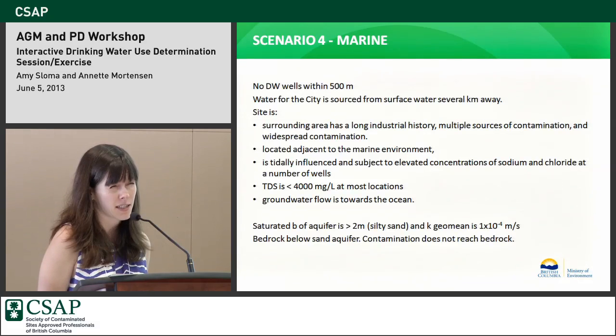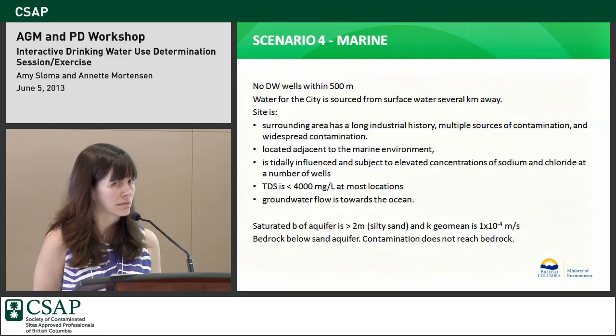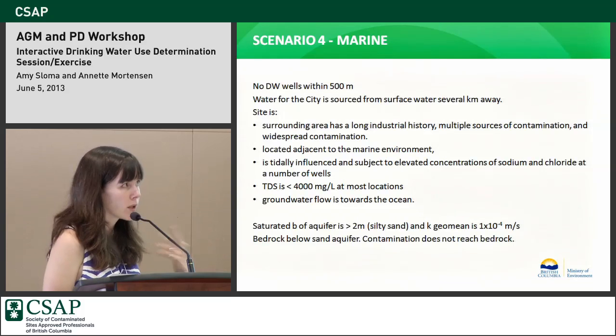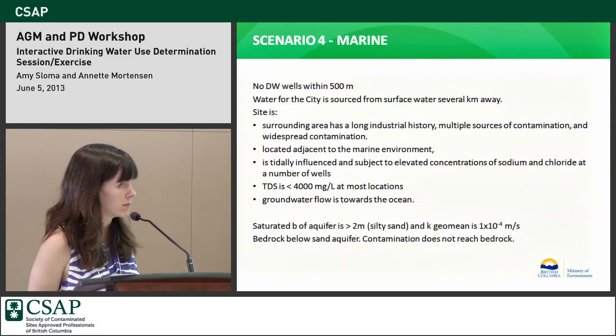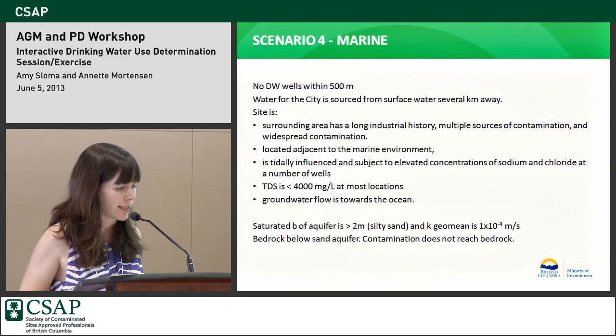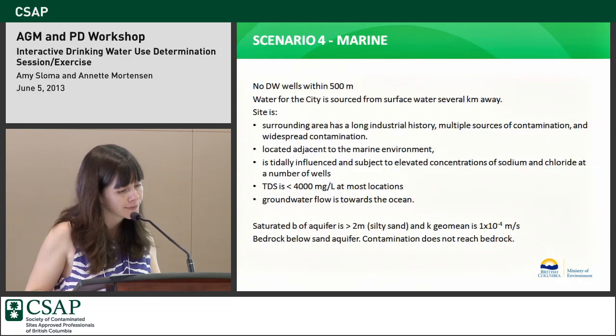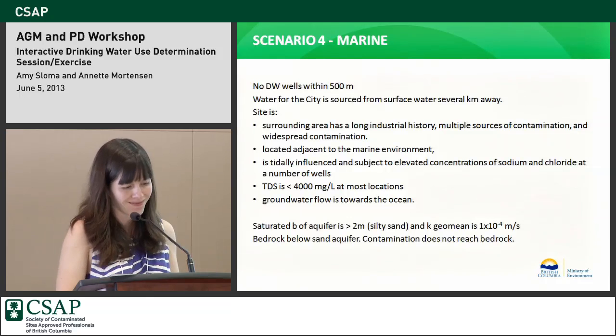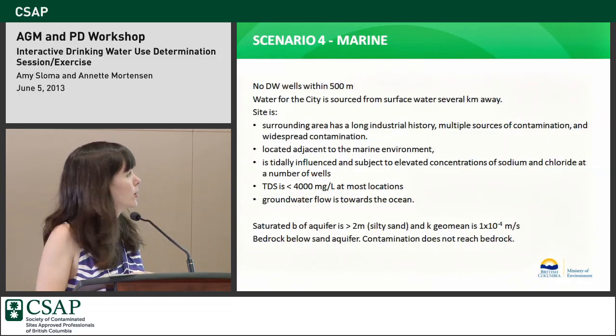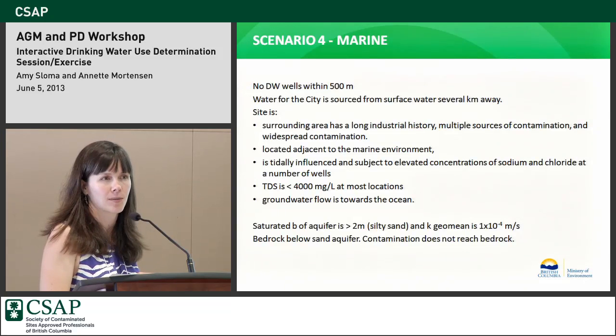But your TDS is less than 4,000, so that's a quality issue with TG6. Can you exempt through TG6 based on that? But your groundwater flows towards the ocean. You have bedrock below as well, but the contamination doesn't go that deep. So what are your thoughts? Does drinking water apply?